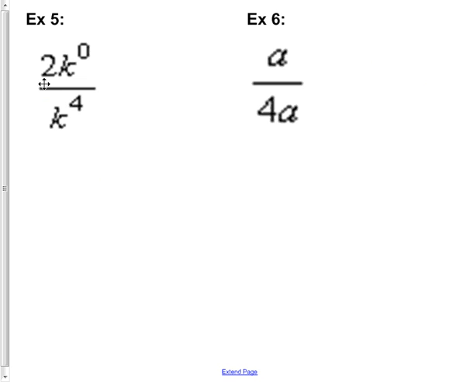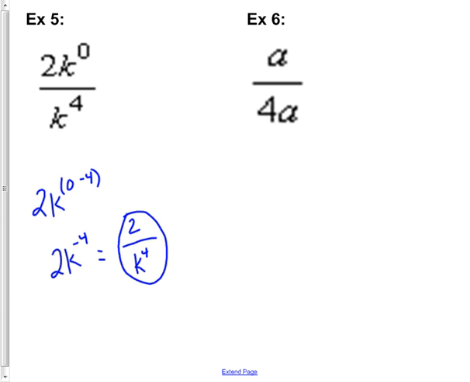Okay, so we have 2k to the 0 power divided by k to the 4th. We can't do anything with the numbers, so I'm going to rewrite it here with a 2 in the numerator, and then I have a k to the 0 minus 4. So as you're probably predicting, we're going to have a negative exponent here, so we're going to have 2k to the negative 4th power. And then we're going to want to rewrite that as 2 over k to the 4th power. So that way we can have a positive exponent with our answer.